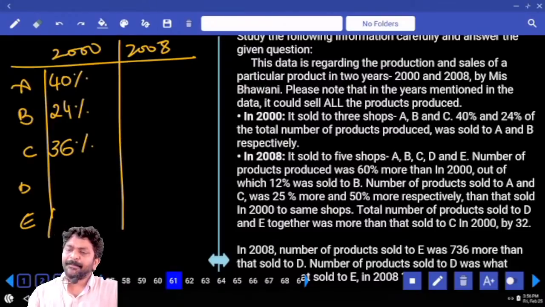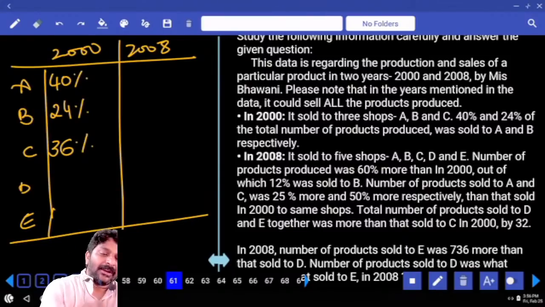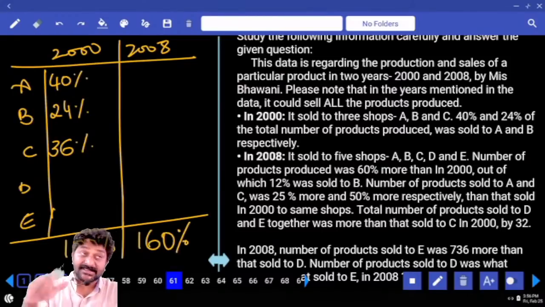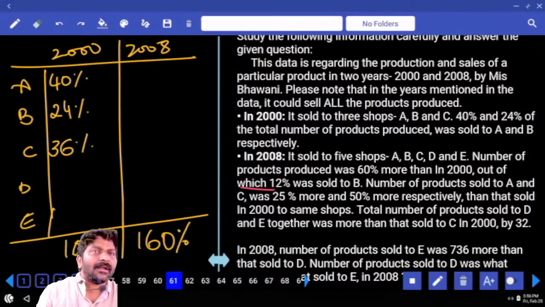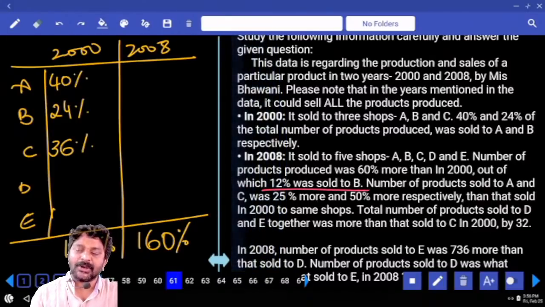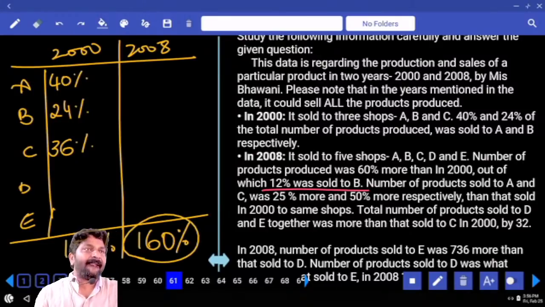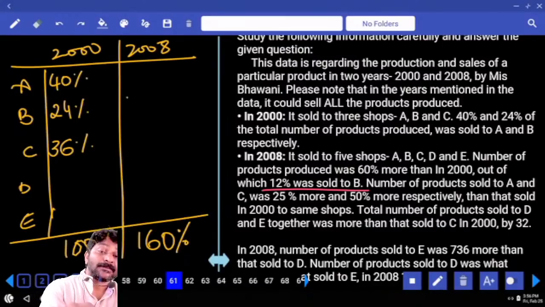Next. The number of products produced was 60% more than that in 2000. In the year 2000, the total was 100% only. But now it becomes 160%. 60% more, they said. Out of which? Out of 160, 12% was sold to B. What is 10%? 16. 2% is 3.2. So 16 plus 3.2, that is 19.2, given to B. Next.